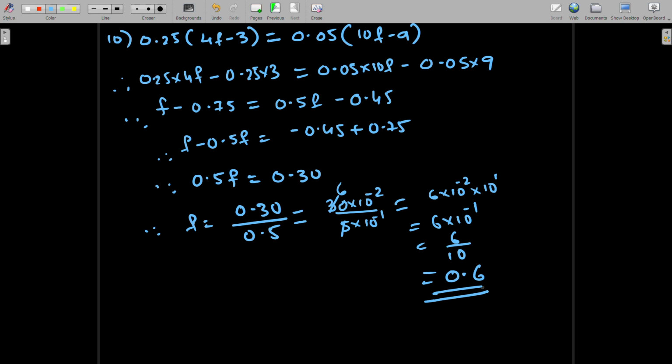By this we conclude exercise 2.5. I hope everyone understood this one.